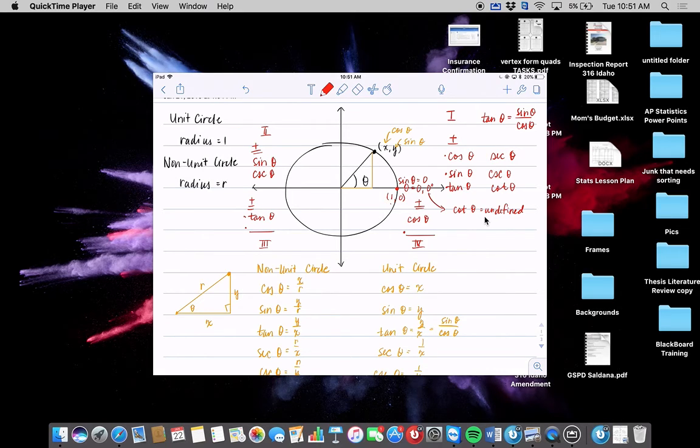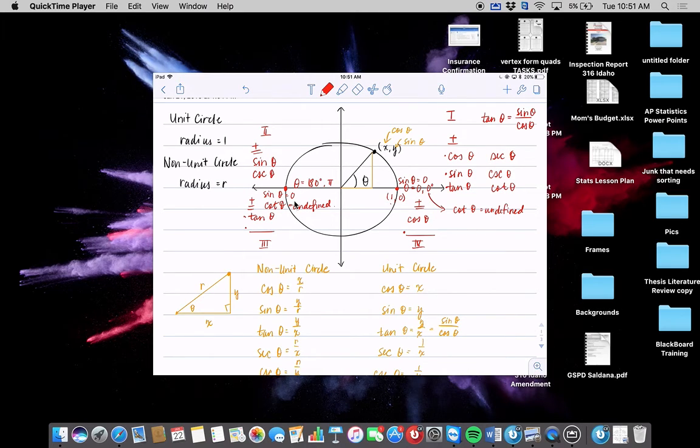Following that logic, cotangent is also undefined somewhere else because this isn't the only location on the unit circle where sine is 0. Sine is also 0 over here, on this point over here, right? We have that sine of theta is equal to 0 where theta is equal to 180 degrees or pi radians. Now, if sine of theta is equal to 0 over here, then again, cotangent of theta is undefined.